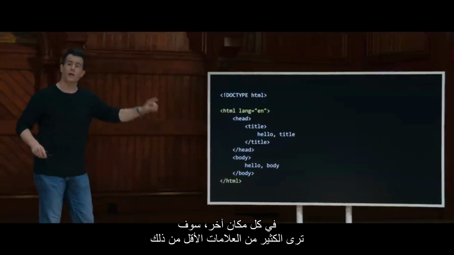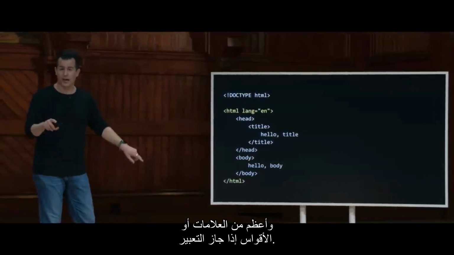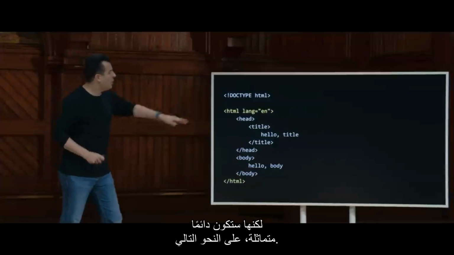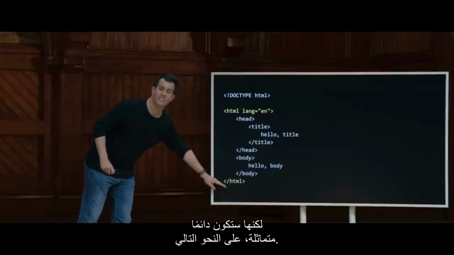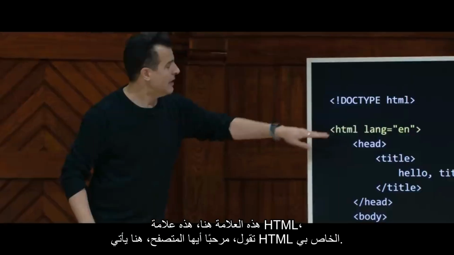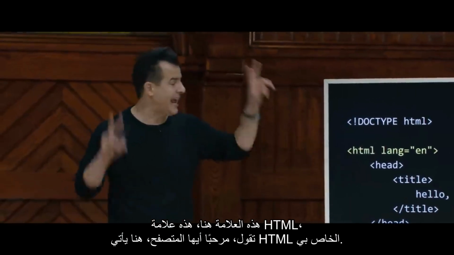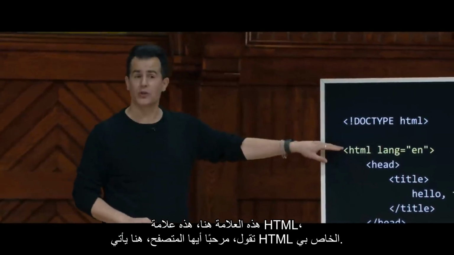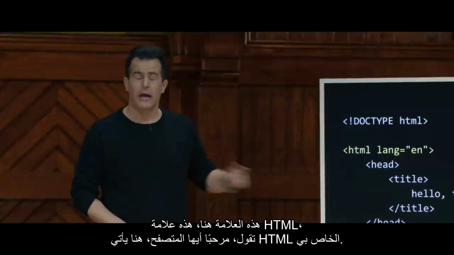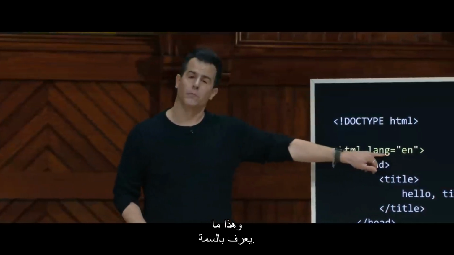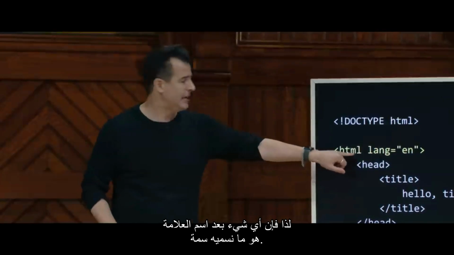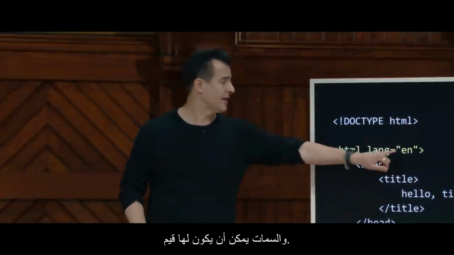Everywhere else, you're going to see a lot of less than signs and greater than signs, or angled brackets, so to speak. But they're almost always going to be symmetric, as follows. This tag here, this is an HTML tag, says, hey, browser, here comes my HTML. And this is what's known as an attribute. So anything after the name of a tag is what we'd call an attribute. And attributes can have values.